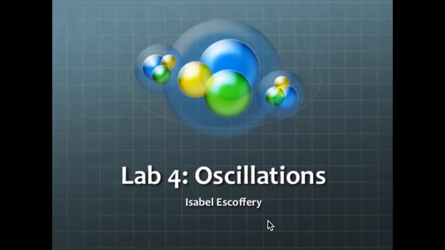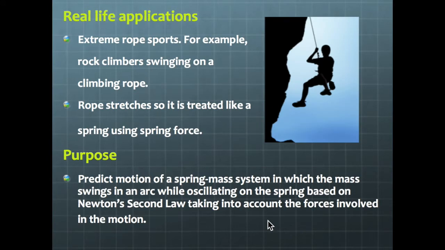Welcome to Physics Lab 4 Oscillations. In real life, in extreme rope sports like rock climbing, rock climbers swing on a climbing rope that stretches. This rope can be treated like a spring because it stretches and changes length by using the spring force. In this lab, we will analyze a video that shows a spring mass system.